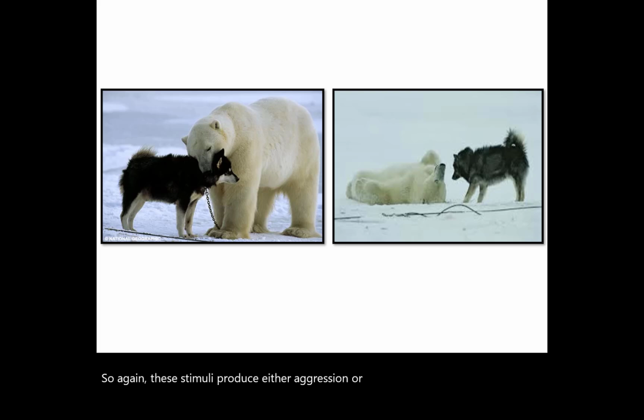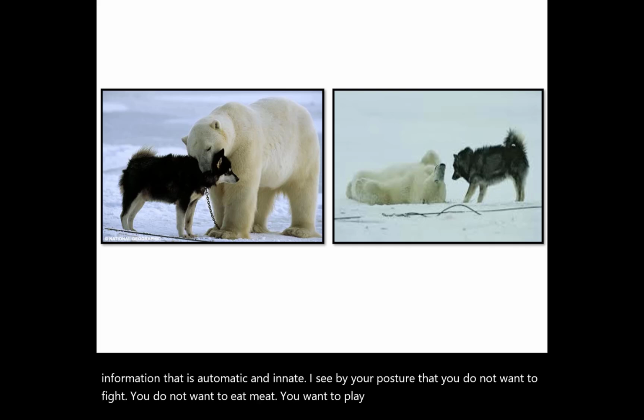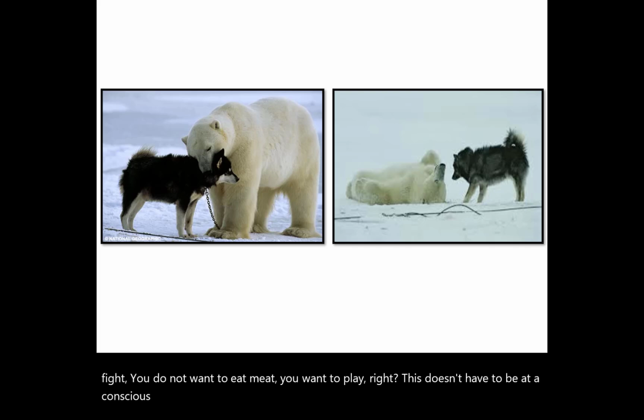So they tell each other information that is automatic and innate. I see by your posture that you do not want to fight. You do not want to eat me. You want to play, right? This doesn't have to be at a conscious level. This is unconscious, innate, right?